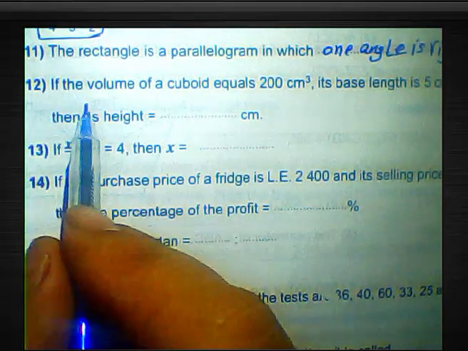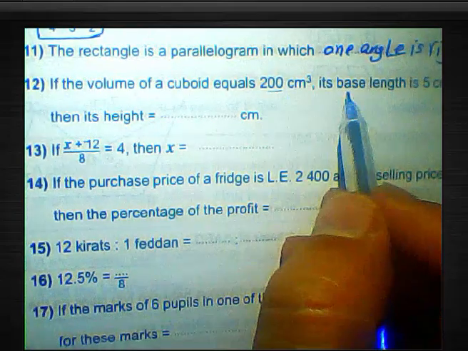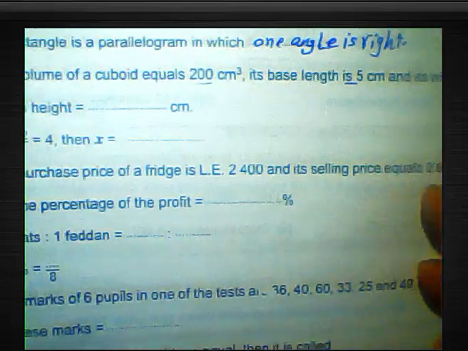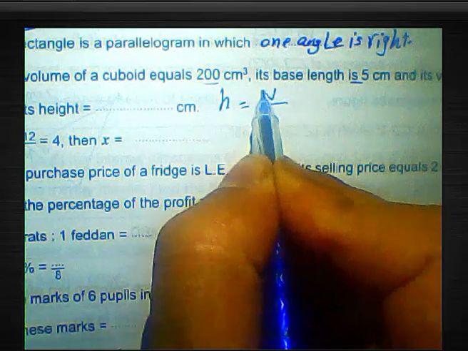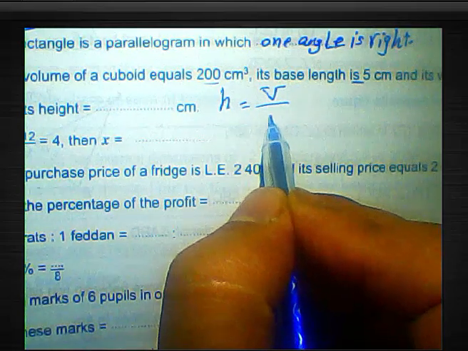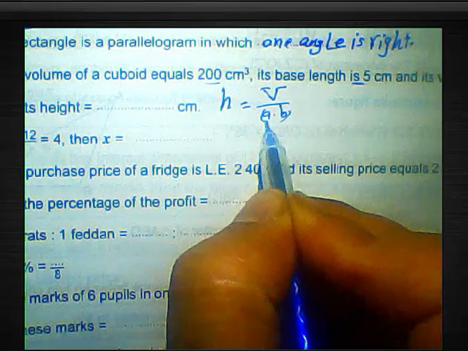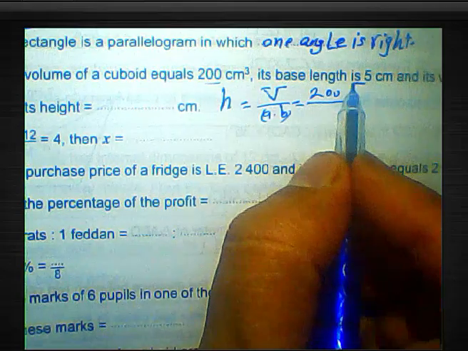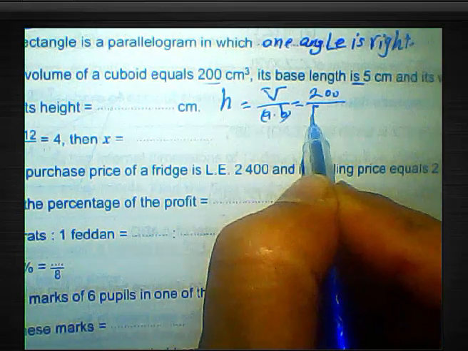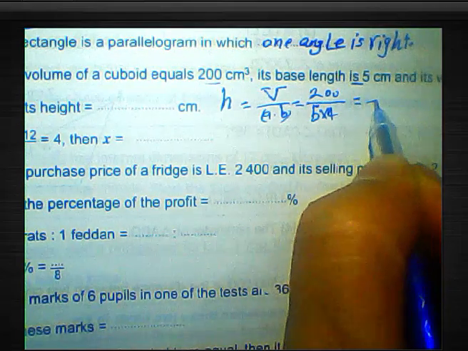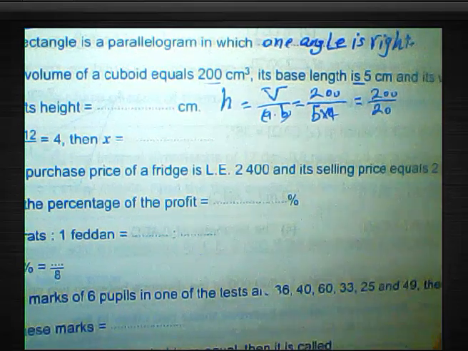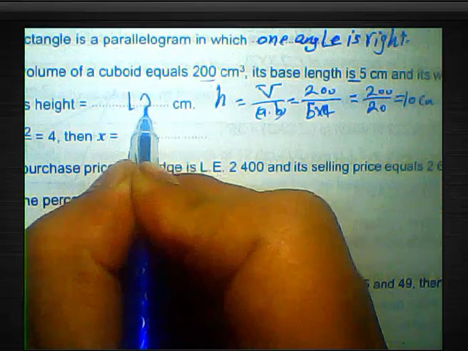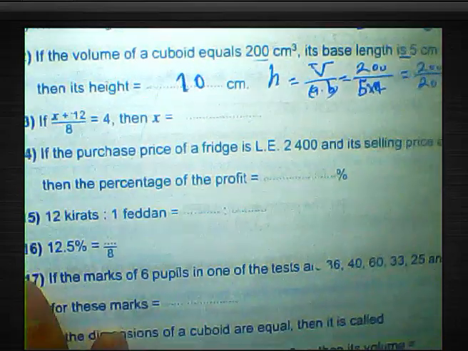Question 12. The volume of a cuboid is 200 cubic centimeters. Its base length is 5 centimeters and its width is 4 centimeters. Then its height: we can find the height by dividing the volume by the area of the base, length times width, 5 times 4. The result will be 200 over 20. 200 divided by 20 equals 10 centimeters. So the height here will be 10 centimeters.